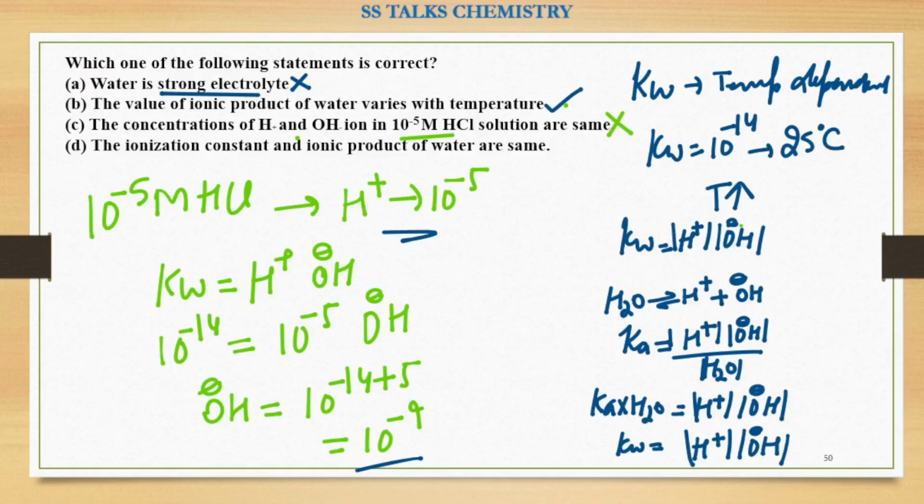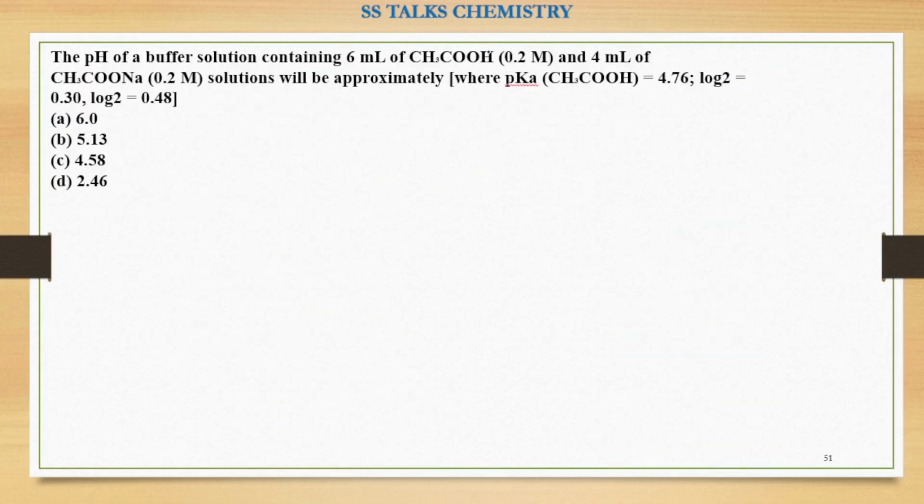Right? Next is, the ionization constant and the ionic product of water are the same. It is incorrect. Now, I only told you Ka is the ionization constant, whereas Ka into the water is the ionic product of water. So the answer will be option B in this case. Okay, now moving on to our next question.